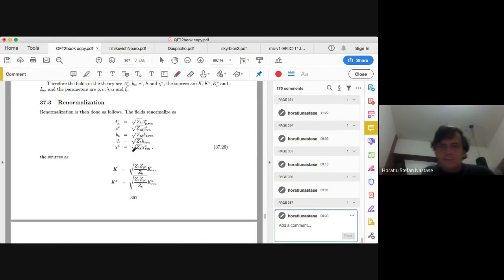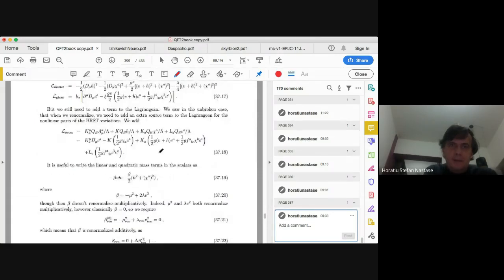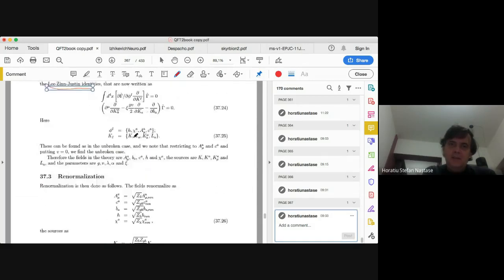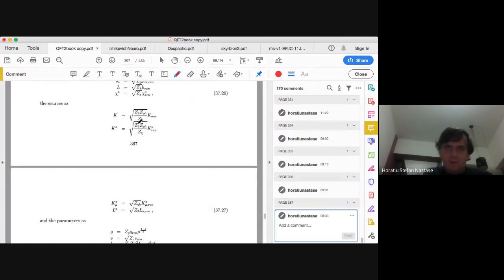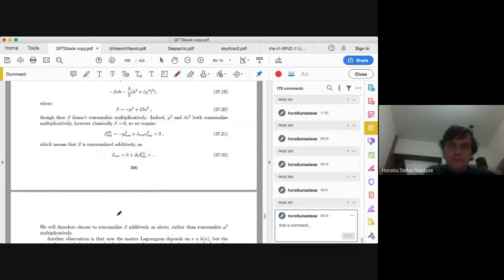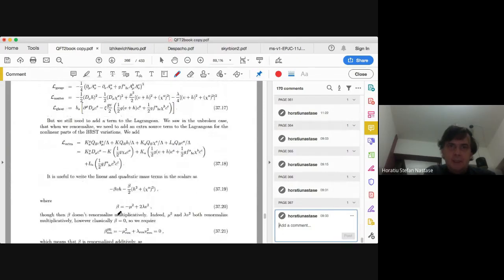And then the same way for K. That's just because K and K are sources for the scalars, and the scalars have the same kind of renormalization for either scalar. So this has the same renormalization. And finally, L A.